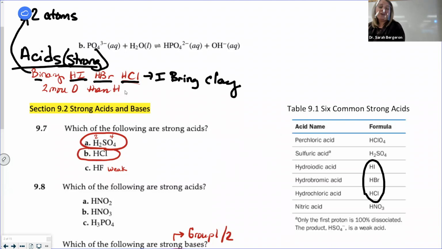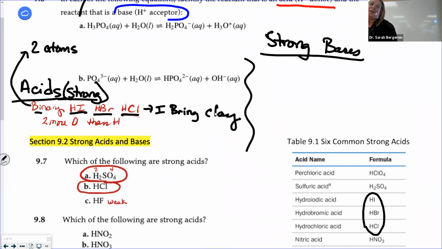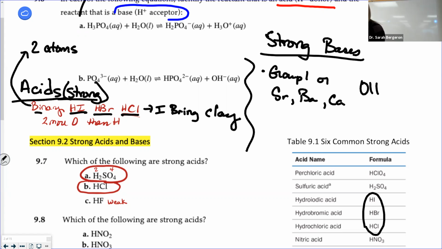All right. Now we got to talk about bases, right? Well, we're able to identify strong acids. Now we need to talk about identifying strong bases. If you want to identify something that is a strong base, it is going to be something from group 1 or strontium, barium, or calcium in association with OH, right?